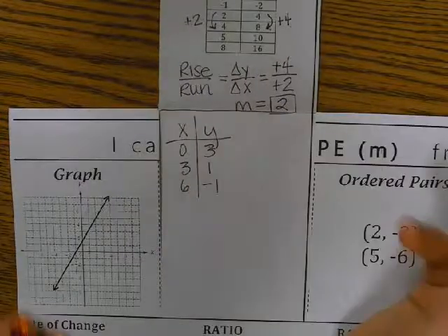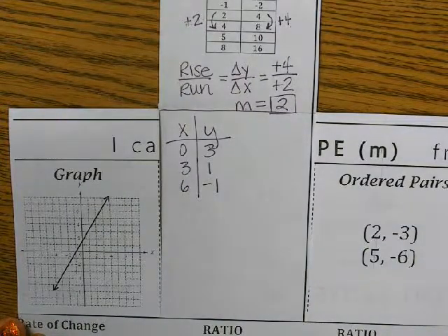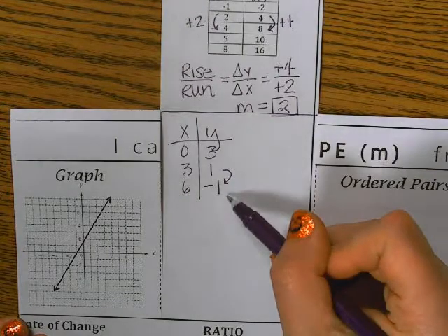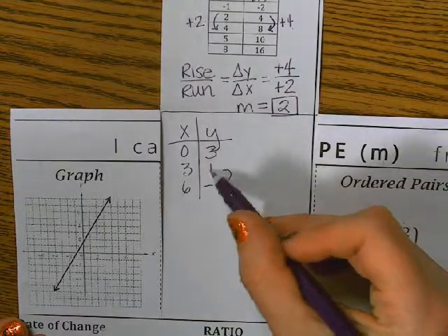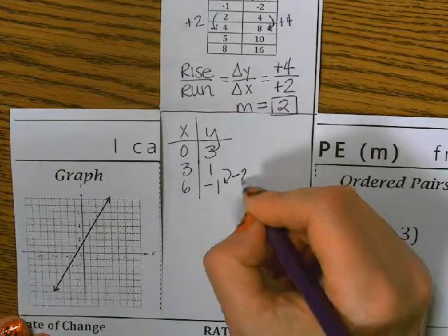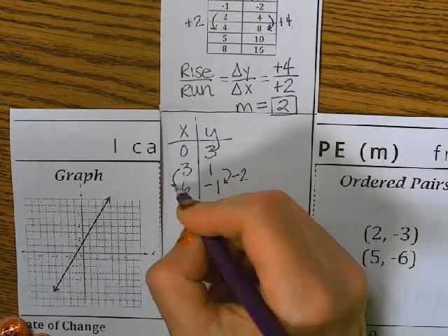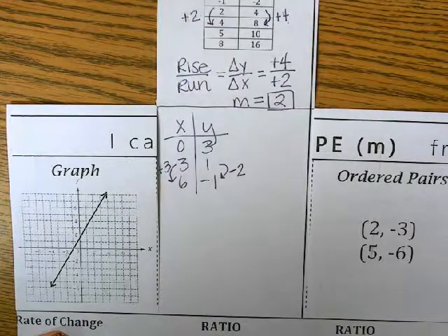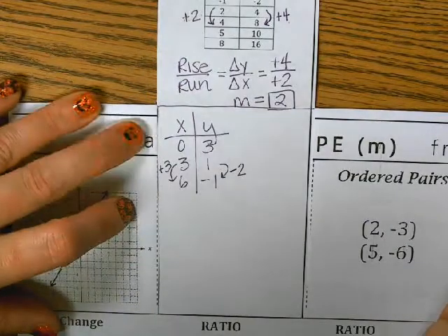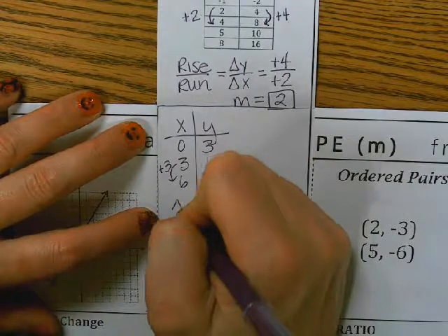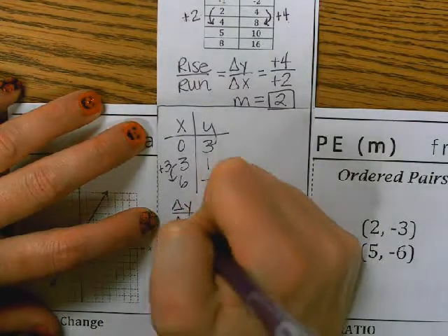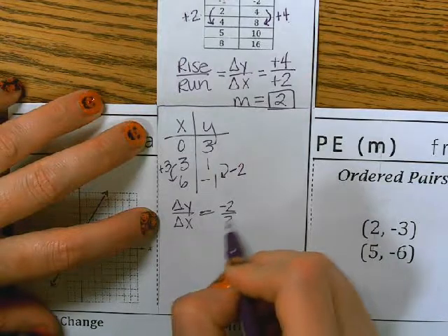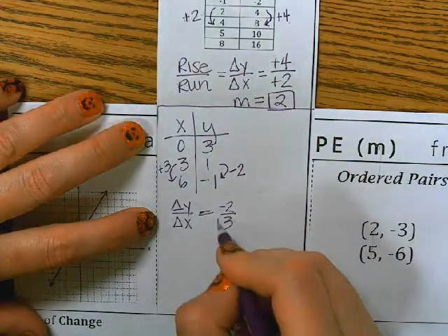Okay, so if I'm going to find my slope, I'm going to do the same thing. I'm going to do my change in y. So did I go up or did I go down? Well, from 1 to negative 1, I went down 2. But from 3 to 6, I went up 3. Positive 3. So when I write my slope, it's change in y over change in x. I'm going to write my negative 2 on top and my positive 3 on bottom.